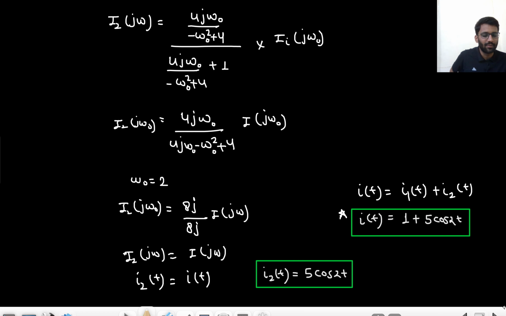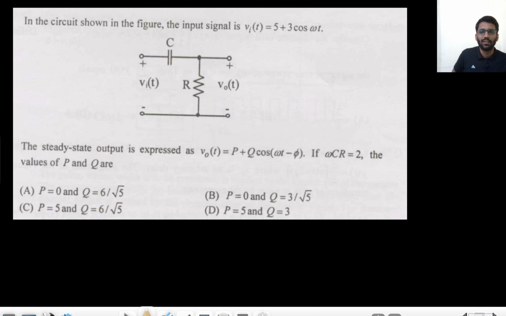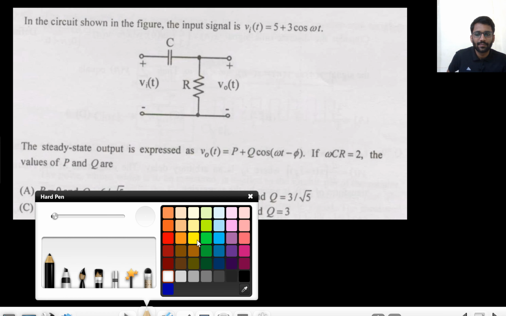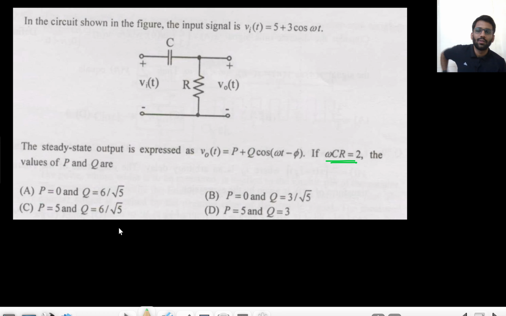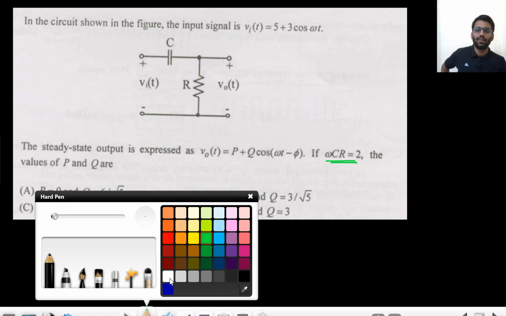But in the exam, you will be able to solve it within 1 minute, because you know it is the resonance frequency. Okay. Let's move on to this question. Here as well, there are two sources applied, DC and AC. The steady state output is expressed as P plus Q cos(omega t minus 5). Omega CR value is given, that is 2. Then find the value of P and Q.